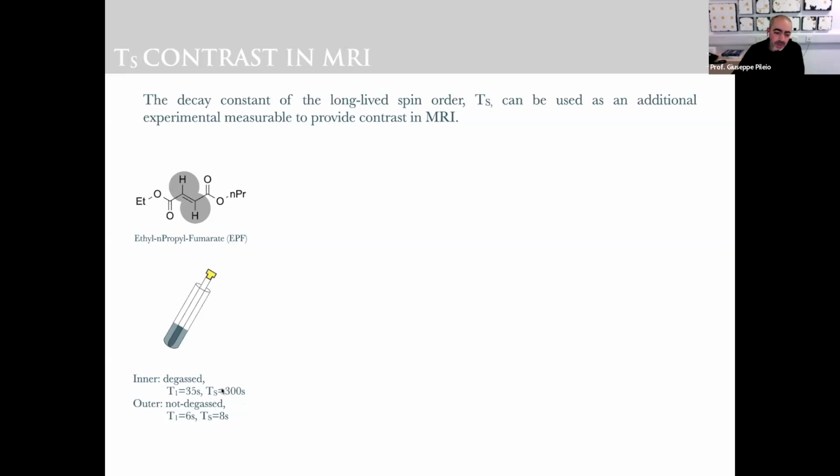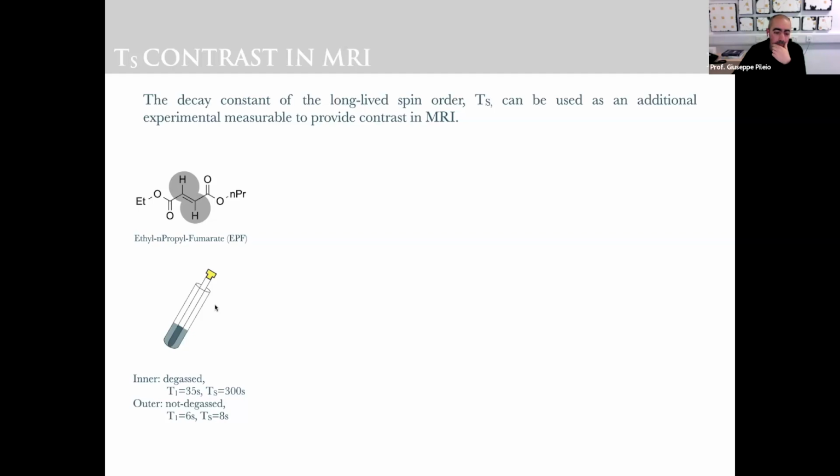And the TS is 5 minutes if it's degassed, but if it's not degassed, it is basically the same as T1, 8 seconds, just slightly more. So it's a molecule where oxygen can probably get very close to this pair and destroy the singlet order as well as the longitudinal order. So, well, this is a perfect example for contrast, right?